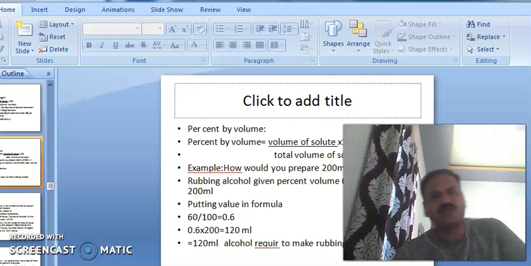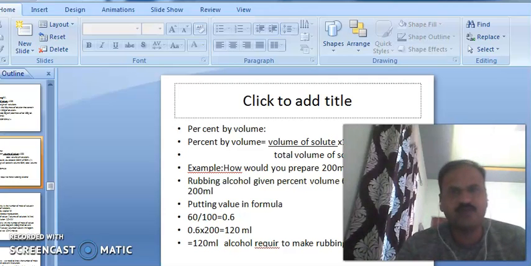So percent by volume: whenever volume upon volume is given, volume of solute upon volume of solution into 100 gives percent by volume.